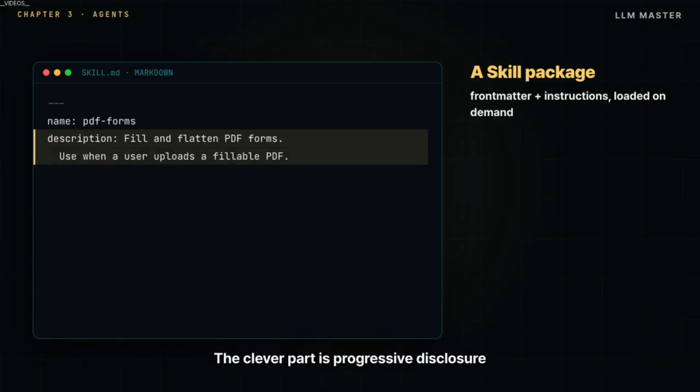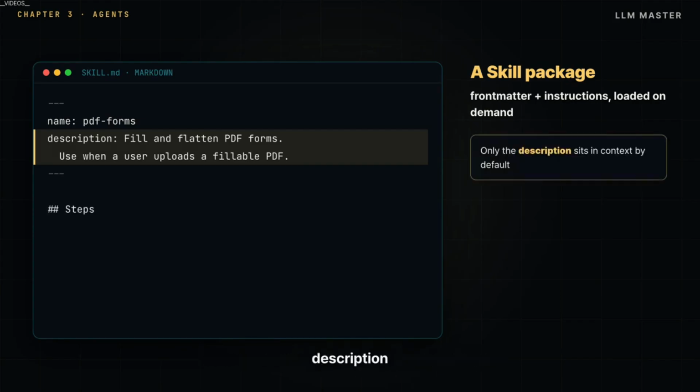The clever part is progressive disclosure. You don't paste the whole skill into every prompt. That would bloat the context and drown the model in guidance it rarely needs. Instead, only the short description sits in context by default. When the agent judges a task matches that description, it loads the full skill.md on demand, pulling in the detailed steps exactly when they're relevant.